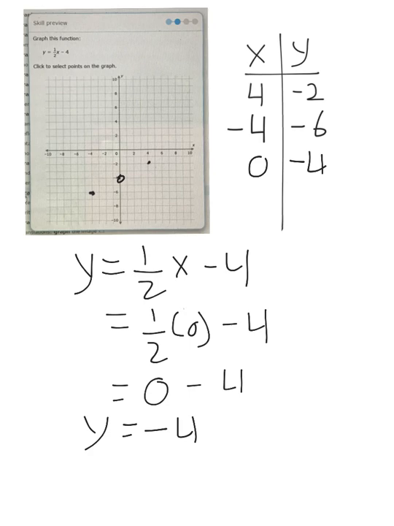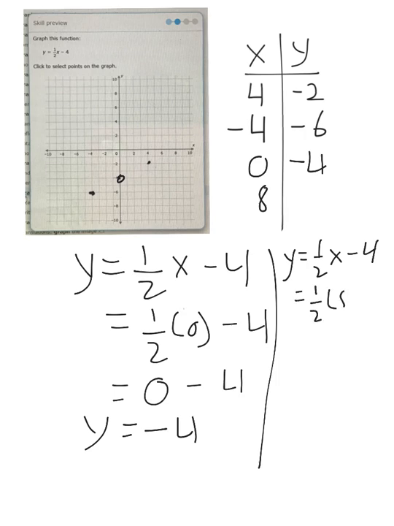Let's do one more. How about we do 8? I'm just going to do it over here. y equals 1/2 x minus 4. 1/2 times 8 minus 4. Half of 8, splitting 8 in 2, obviously equals 4. Minus 4 equals 0. So when we're at 8 across, we're at 0 on the y-axis, and we start to see our line. Okay, hope that makes sense. Good luck.